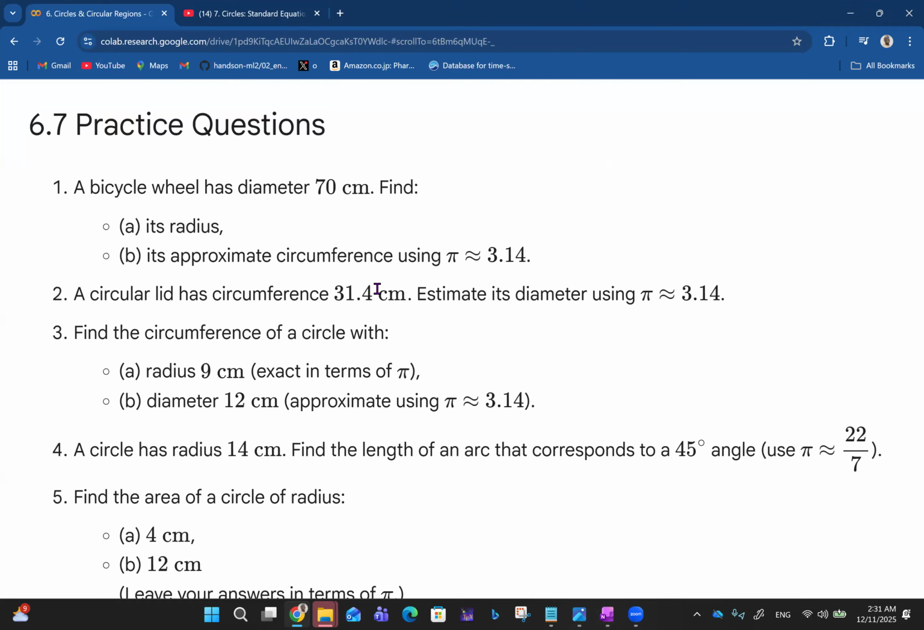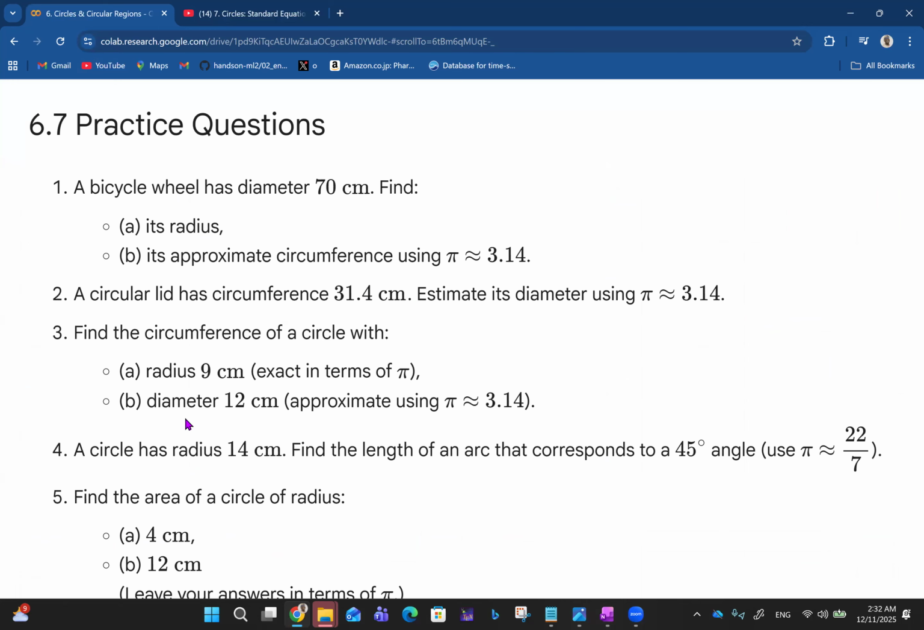A circle has circumference 31.4 cm. Estimate its diameter. We know that the relationship between circumference and diameter is pi. So pi is equal to circumference over diameter. So it means that diameter is circumference over pi. So that's 31.4 over 3.14. That's roughly 10, I think. To find the circumference of a circle with a given radius or diameter, you know how to do that already.